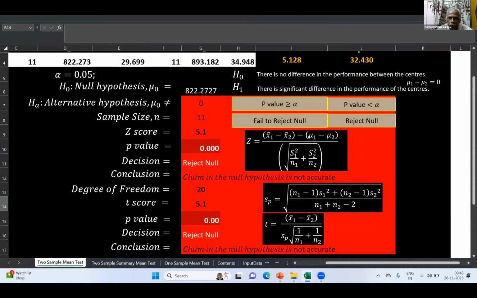Based on the p-value, which is obtained here as 0, it is significant. Reject the null. We have rejected the null.